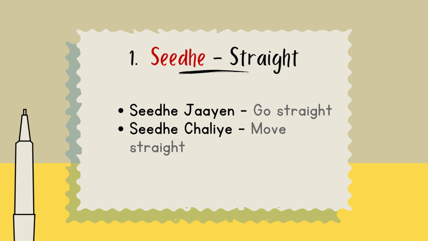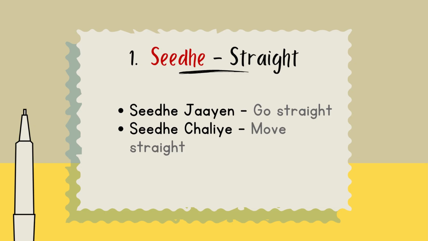So the first one is seedhe. Seedhe means straight. For example, you are saying to the cab driver or any other person who is driving, seedhe jaye, go straight. You want to tell him go straight, then you say सीधे जाएं. Sometimes सीधे is also being used as सीधा. So सीधा or in a sentence, if it is being used as सीधे जाएं, that means straight.